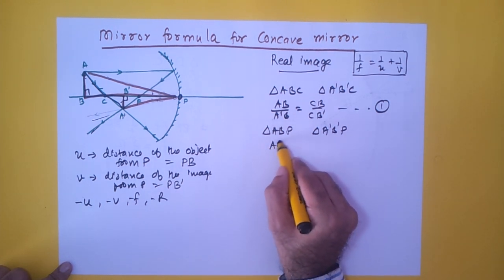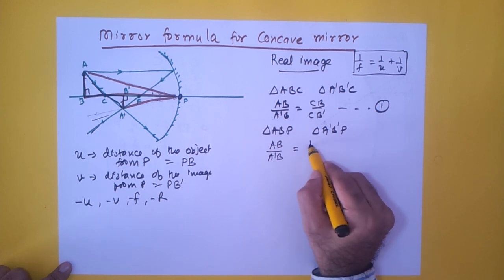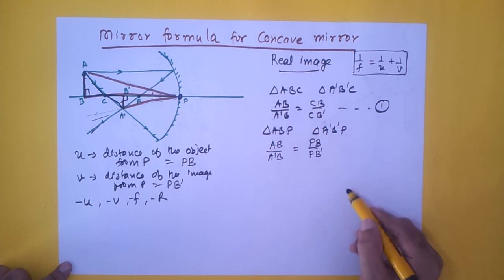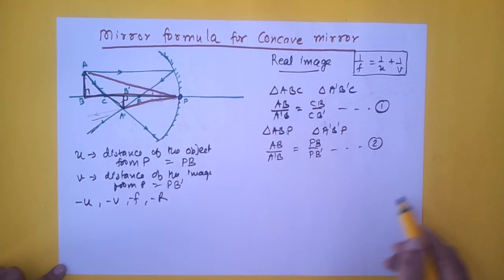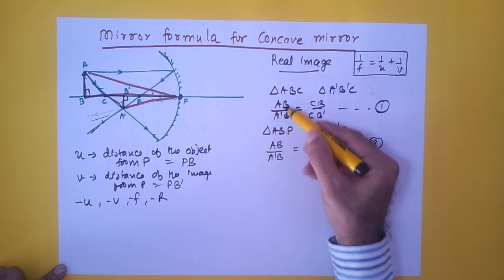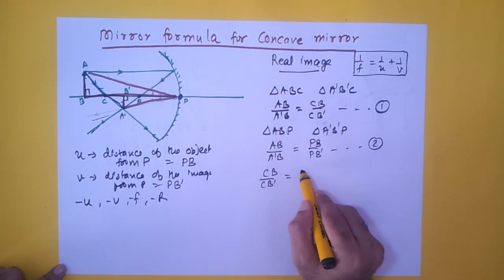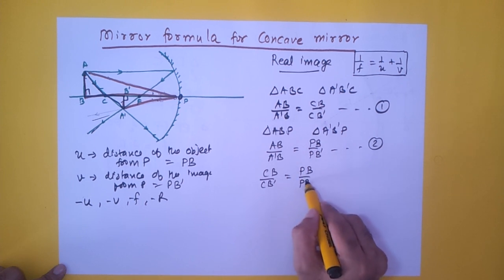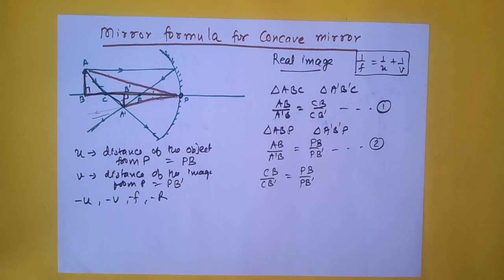In this case, I'll get AB upon A dash B dash is equal to PB upon PB dash. So this is equation number 2. And from these two equations, I can see that CB upon CB dash is equal to PB upon PB dash. So this is the equation we have got.